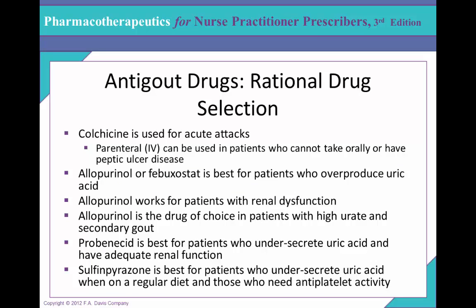Again, I can't emphasize more: colchicine is used for acute attack, as well as NSAIDs and corticosteroids. Allopurinol or febuxostat is best for patients with overproduction of uric acid. If the patient has renal failure, allopurinol is best. If there is no problem with renal function and the patient's main problem is undersecretion of uric acid, you could use probenecid. Allopurinol is the drug of choice with high uric acid and secondary gout due to trauma, sepsis, burns, etc. Sulfinpyrazone is best for patients who undersecrete uric acid when on a regular diet and those who need antiplatelet activity.